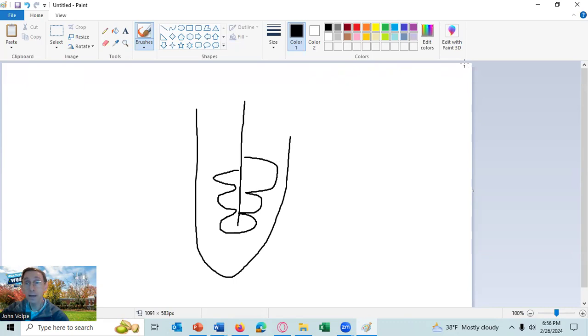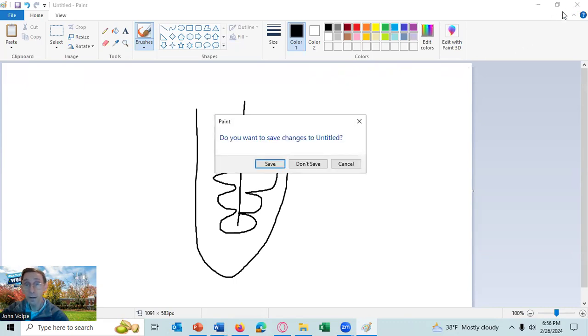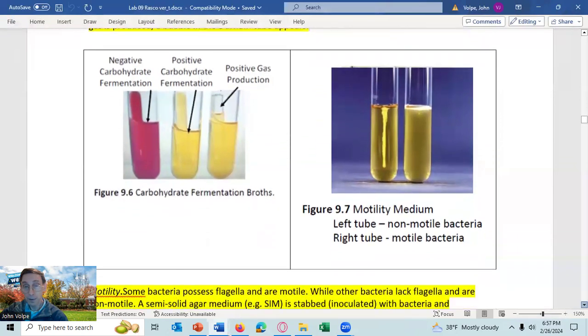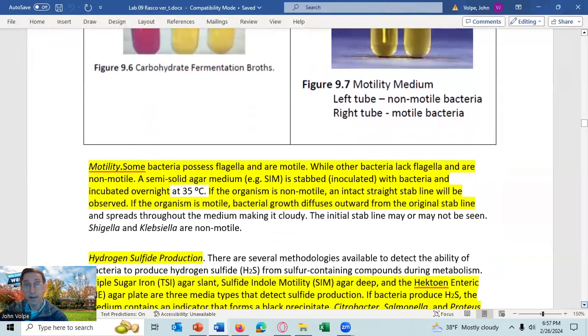If the bacteria has great motility, you won't see the flares. You won't see the stab. It'll be a cloudy color like that. And that's because the bacteria have swam everywhere in the media. And so if it's cloudy everywhere, or if the bacteria are flaring out of the stab, then it's motile. If the bacteria only grow within the stab, it's a non-motile bacteria. Non-motile means it is lacking a flagella.